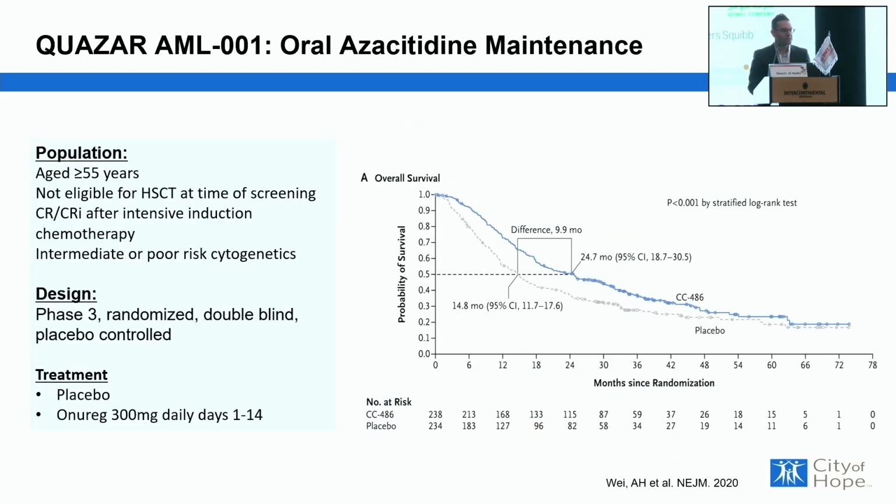So she went into remission, and what else? What can we do after that? She completed induction and consolidation, and in this study called QUAZAR, patients who were not eligible for transplant were randomized to receive maintenance therapy, oral AZA versus placebo. As we can see on the right side on the curve, patients on maintenance had almost a 10-month increase in median overall survival.